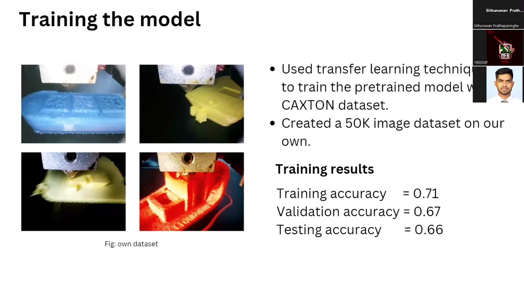To train the model for our dataset, we use transfer learning techniques. Here we used 50K images as our own data, and these are the training results we got from the transfer learning.